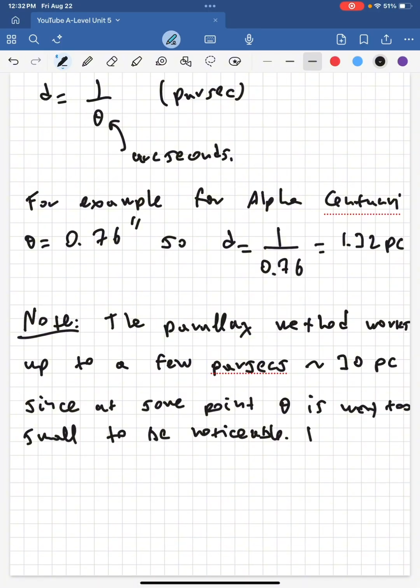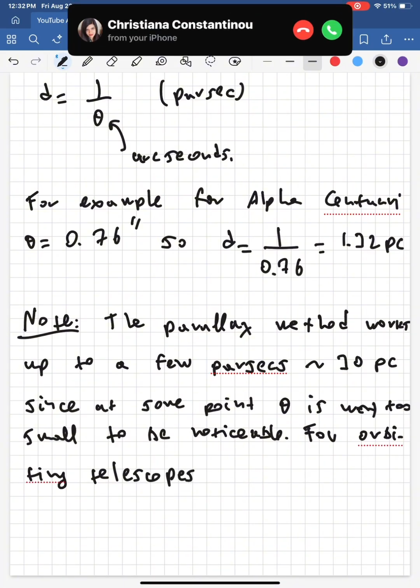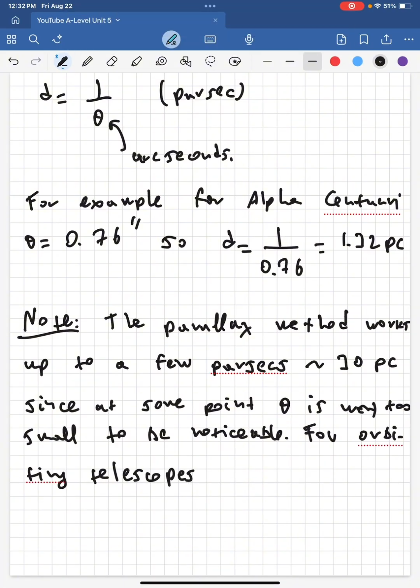For orbiting telescopes, we can measure angles.